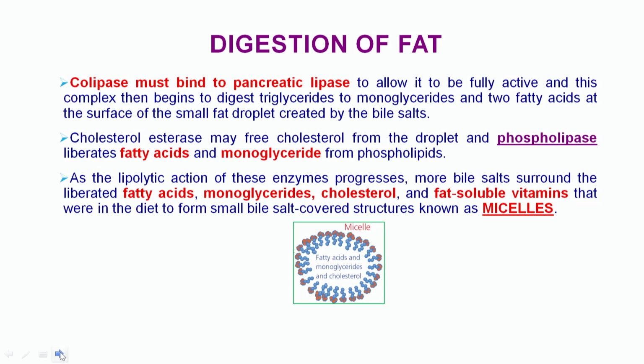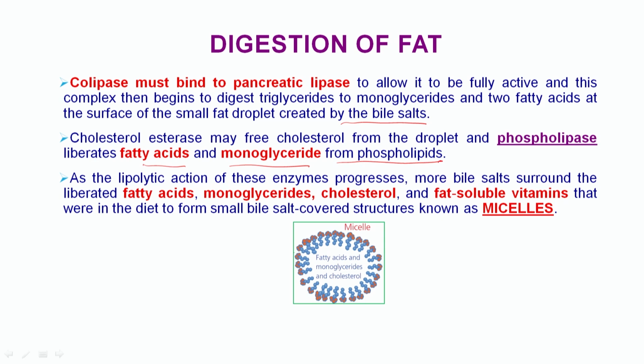Colipase must bind to the pancreatic lipase to allow it to be fully active, and this complex then begins to digest triglyceride to monoglyceride and two fatty acids at the surface of the small fat droplets created by the bile salt. Cholesterol esterase may free cholesterol from the droplets, and phospholipases liberate the fatty acid and monoglycerides from the phospholipids.